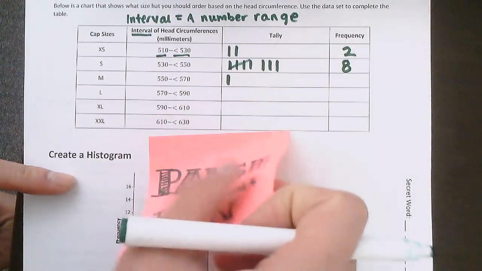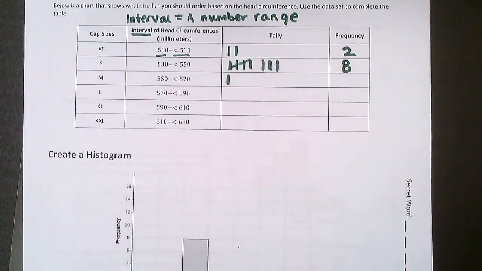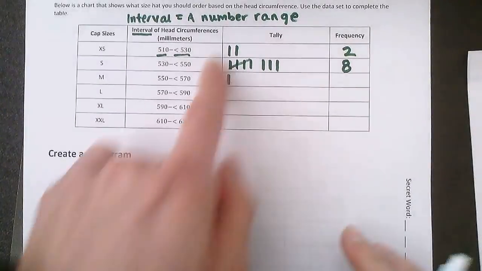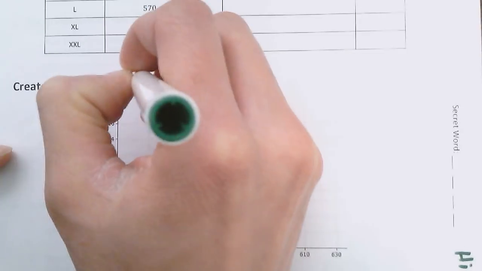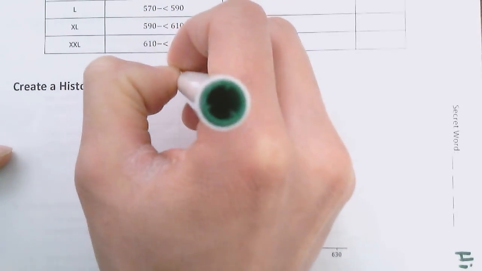And now you are resuming the video to move on to the part after this is done to make your histogram. So next to where it says create a histogram, I want you to write this. I want you to write a data plot. That's what we did yesterday.